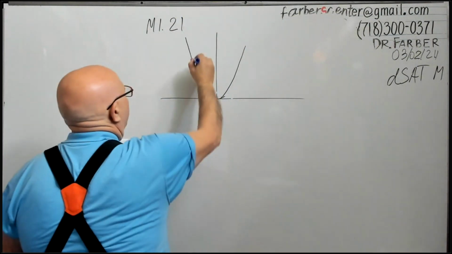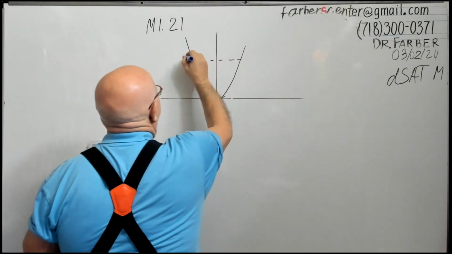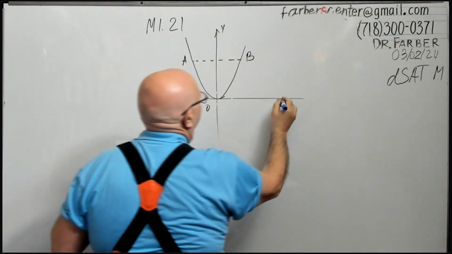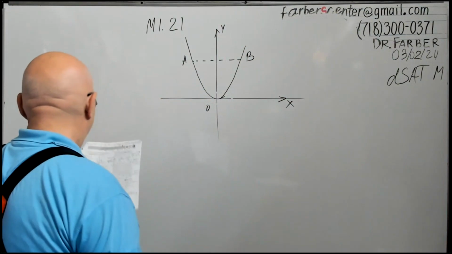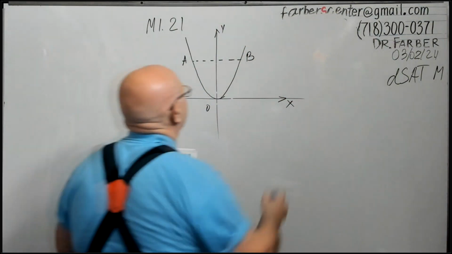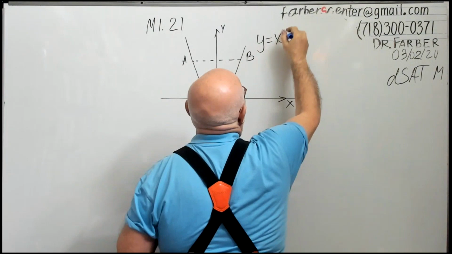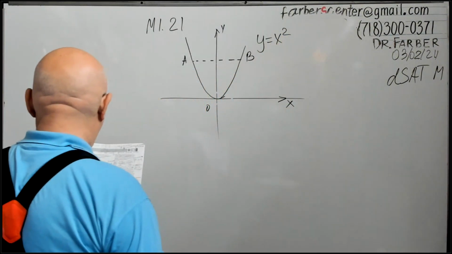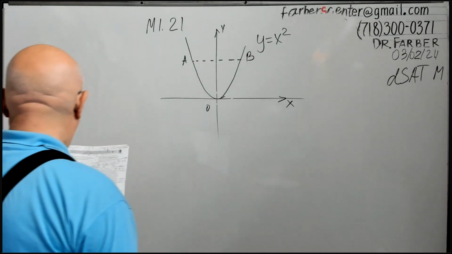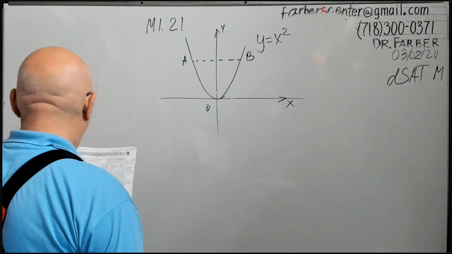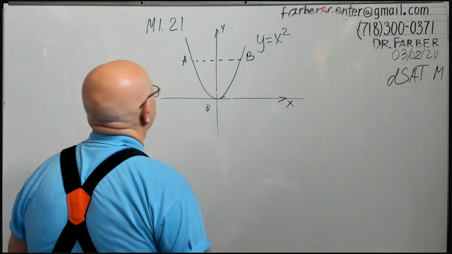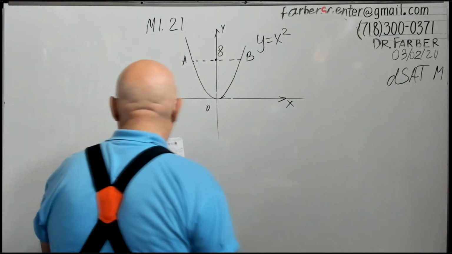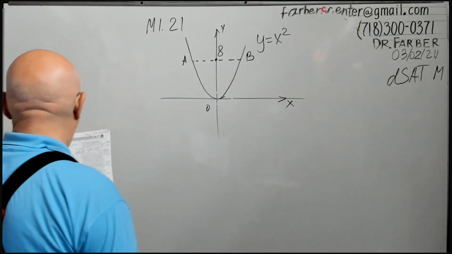And we have this AB. This is the y-axis, the origin, and this is x. What else do you know? y equals x to the second is the equation of this curve. The y-coordinates of both points will be y equals 8. So this is 8. I would ask you, what is the length of AB?